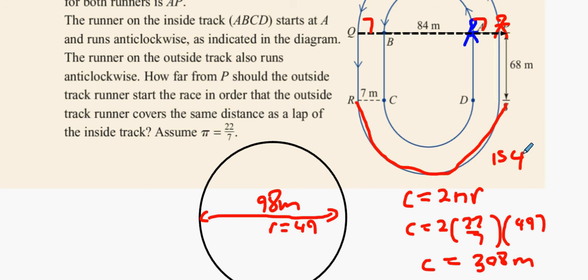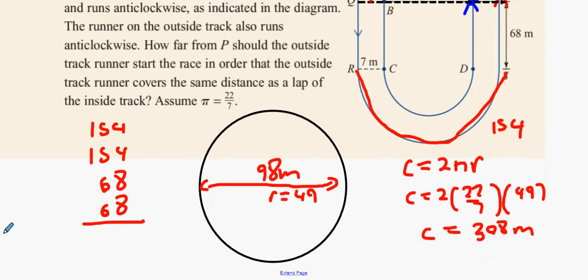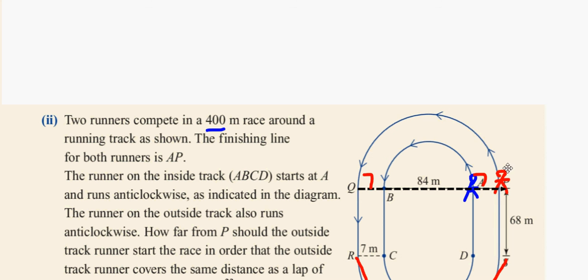Now, 154 on the top, 154 on the bottom. The straight is still 68, isn't it? Once you add all these together, what do you get? 444. Alright. This guy runs 44 meters too far. So what do I need to do with his position at the start of the race? Starts 44 meters ahead of you. Start him 44 meters around the corner. So the distance from this green distance will be the extra 44 meters. Does that make sense? Yep. Then they both only run 400 meters. Alright.